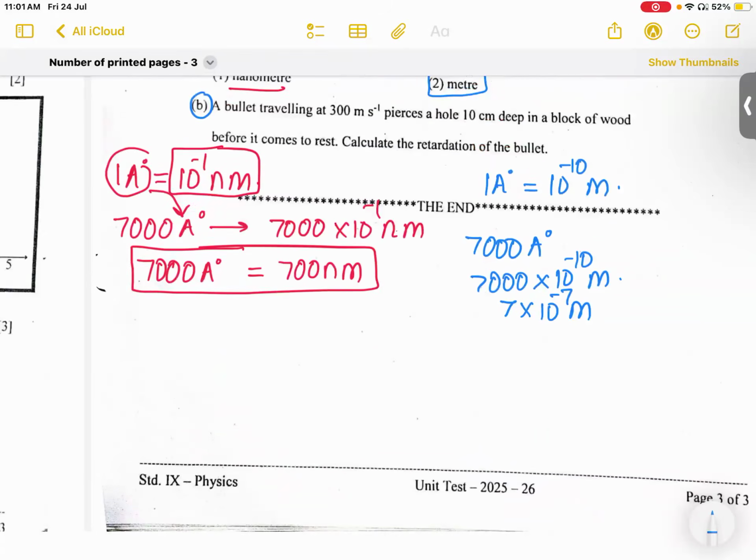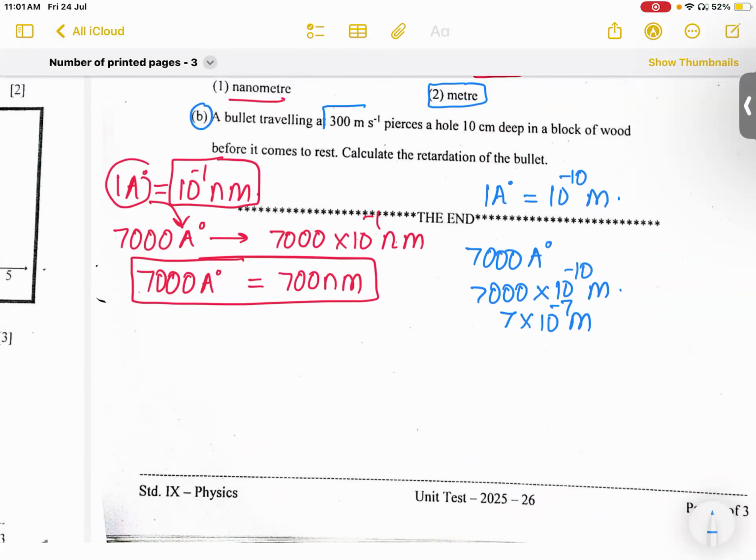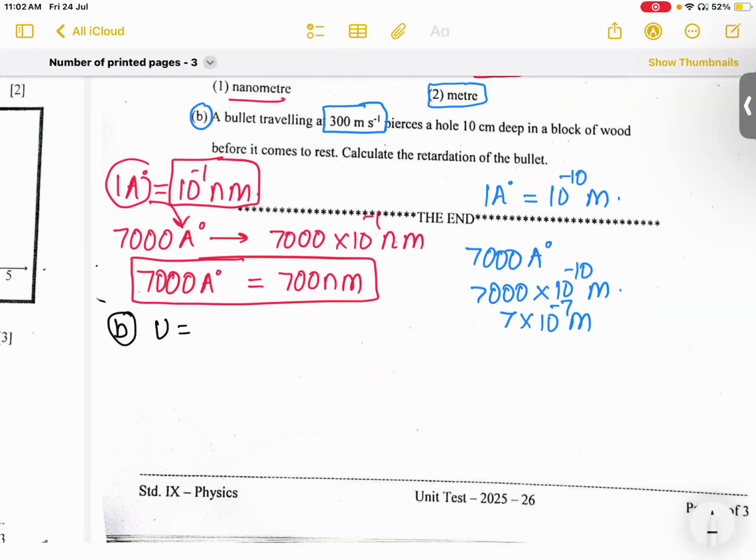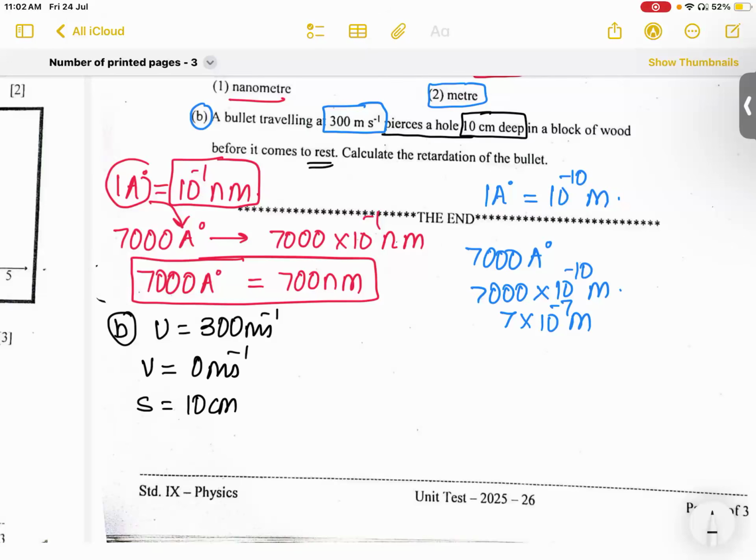The next question says a bullet traveling at 300 meter per second, which means initial velocity is given to me, students. So we will write here u is 300 meter per second. It pierces a hole, means it will come to rest. So final velocity will be 0 meter per second. And it entered 10 centimeter deep before coming to rest, meaning displacement is 10 centimeter. So they have even confirmed the bullet comes to rest. Find out retardation. Retardation technically means I have to find acceleration.